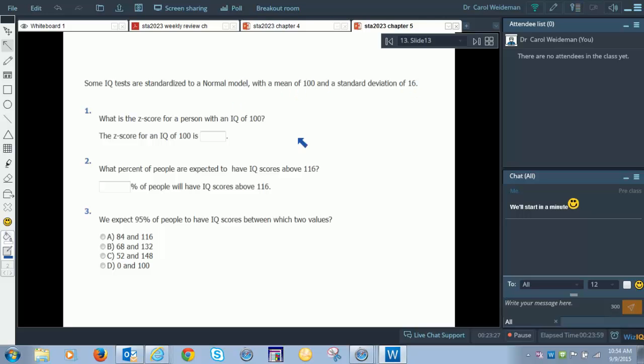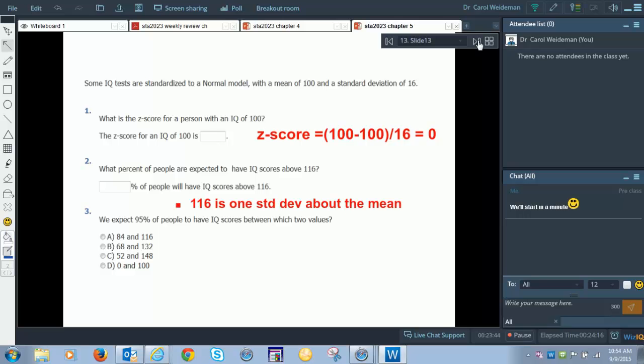Okay, so let's take a couple problems here. Some IQ tests are standardized to a normal model with a mean of 100 and a standard deviation of 16. What is the z-score for a person with an IQ of 100? Remember how we calculate z-score? We take the data value, 100, minus the mean, divide by the standard deviation. So when you have a value that falls at the mean, it's going to have a z-score of 0.